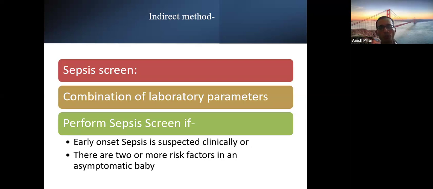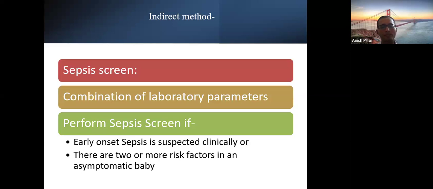So the golden rule of sending a sepsis screen is never send a sepsis screen without a reason. Only if you feel that there is some major suspicion clinically, then only send it. Because there are many false positives. It is a screening test, so it has a lot of false positives.